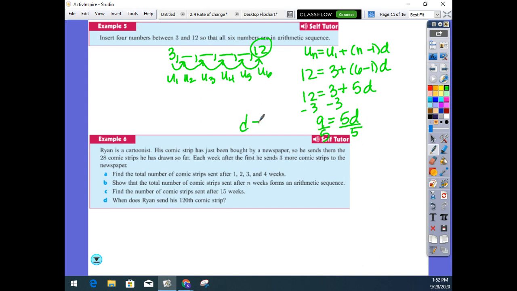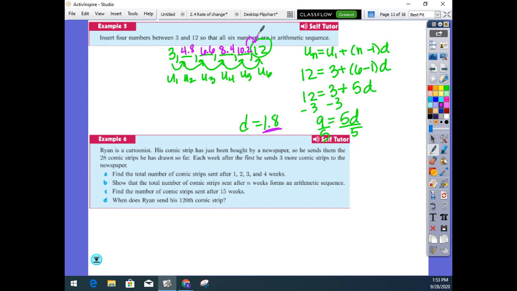So d equals 1 point, in this case, decimals I think are actually easier. I'm going to say 1.8. And then, when I add it, I'm going to get 4.8, 6.6, 8.4, 10.2, and 12. So if you did it right, when you add your d to the last one, you should get that number. And so those are my 4 missing numbers that I needed to fill in.